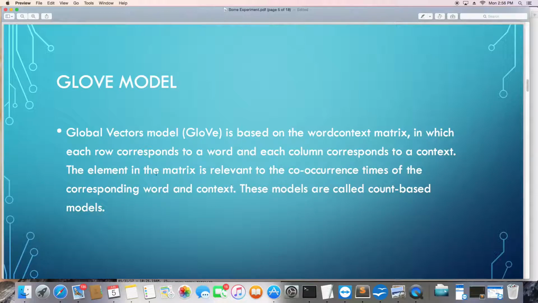GloVe model. Global Vector model is based on the word-context matrix. Its row corresponds to a word and its column corresponds to a context. So the element in the matrix corresponds to the word and the context.